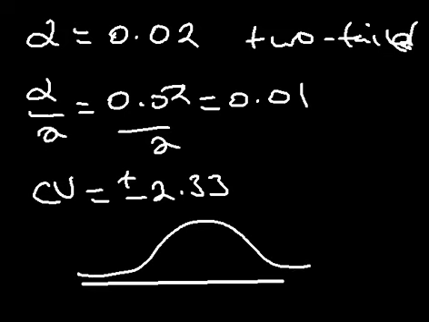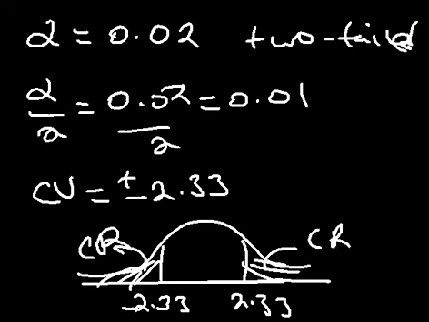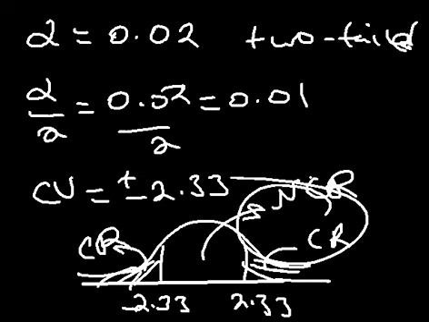So this is the normal curve, and we'll have the negative part of the critical value given as negative 2.33, and also the positive part given as positive 2.33. Which means we'll have to shade the other sides. So this is the critical region, and also this is the critical region, and this is the non-critical region. So take note of that if it is a two-tailed test.